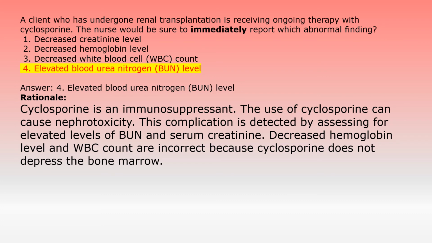Answer 4. Elevated blood urea nitrogen level. Rationale: cyclosporine is an immunosuppressant. The use of cyclosporine can cause nephrotoxicity. This complication is detected by assessing for elevated levels of BUN and serum creatinine. Decreased hemoglobin level and WBC count are incorrect because cyclosporine does not depress the bone marrow.